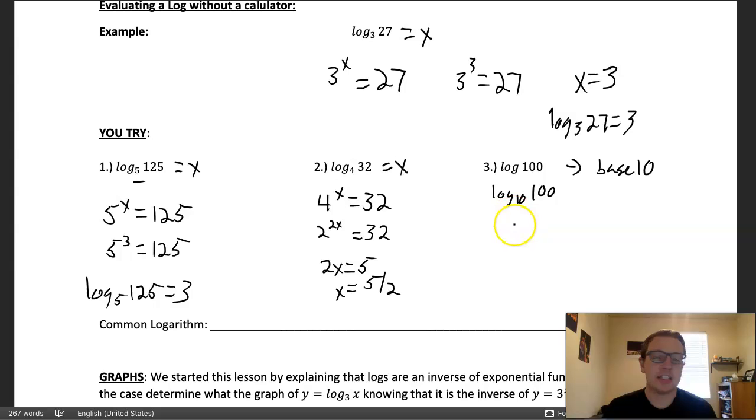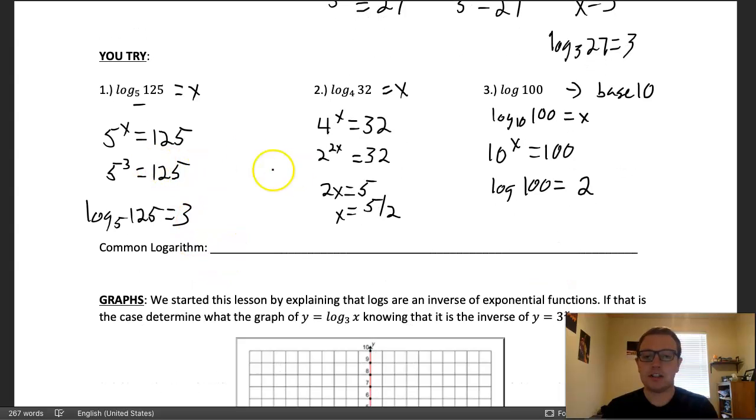Now to solve this, we're saying 10 raised to what power is equal to 100. Right? That's what this value is. 10 raised to what power is equal to 100. We can rewrite that by moving our base over as 10 to the x is equal to 100. And what does that tell us? 10 squared, right? Or 10 raised to the second power is 100. So log of 100 is going to be equal to 2.